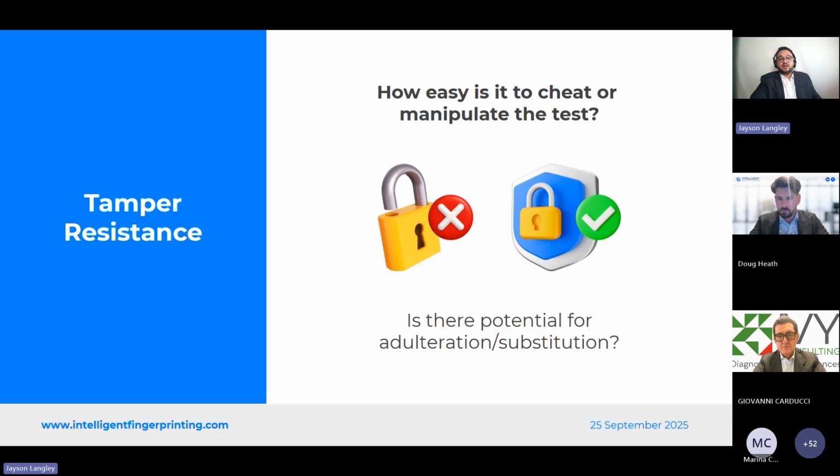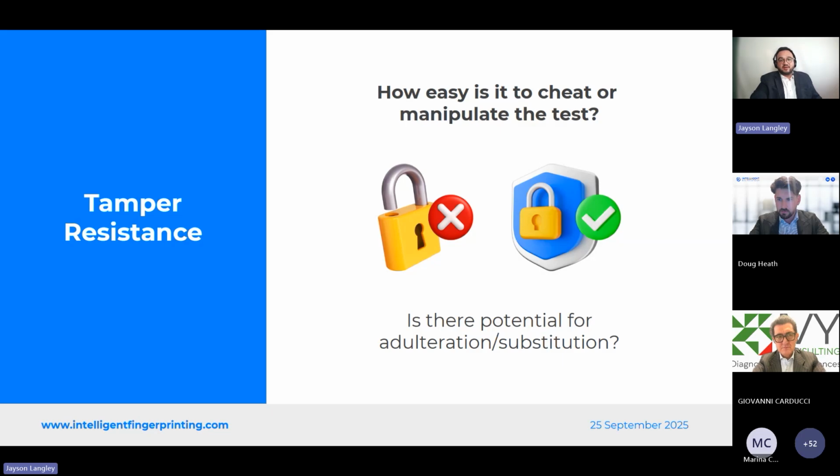Next, let's talk about test integrity. How easy is it to cheat or manipulate the test? For employers, trust in the results is, of course, non-negotiable. Urine tests are notoriously vulnerable to tampering through dilution, substitution, or other forms of adulteration.